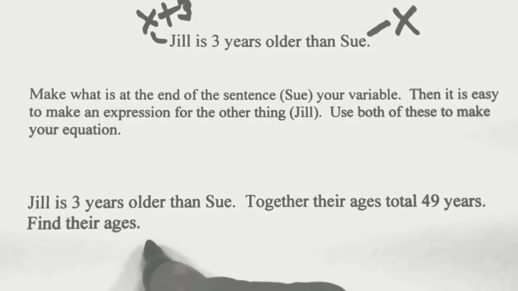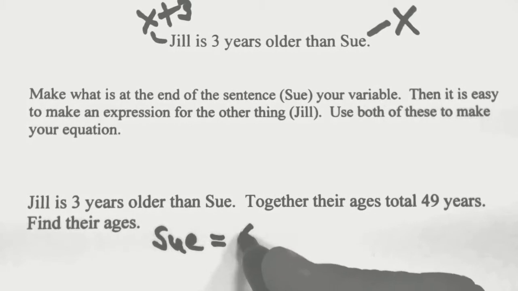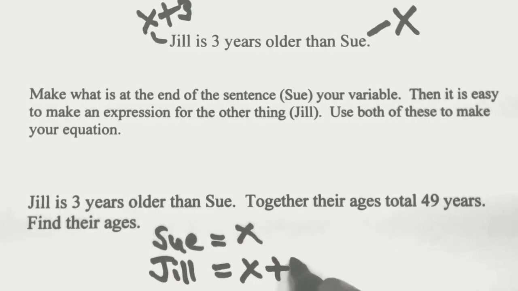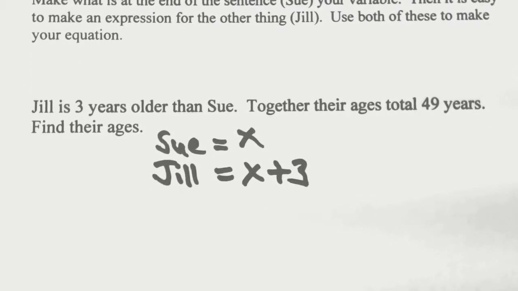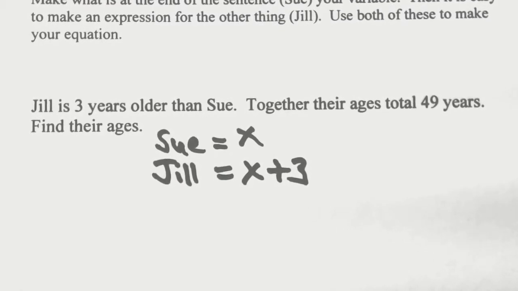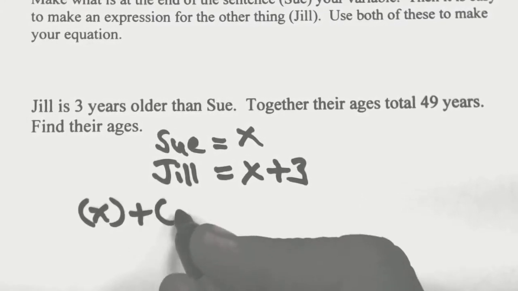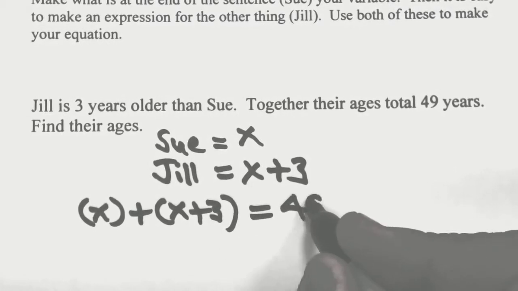Well, remember, you set up here that Sue, the one at the end of the sentence, equaled x, and Jill, the one at the beginning then, was 3 years older, so x plus 3. Now, simply, our problem says the sum of their ages is 49. In other words, together their ages total 49. So simply just take these two and add them together. Here we go, equals 49.